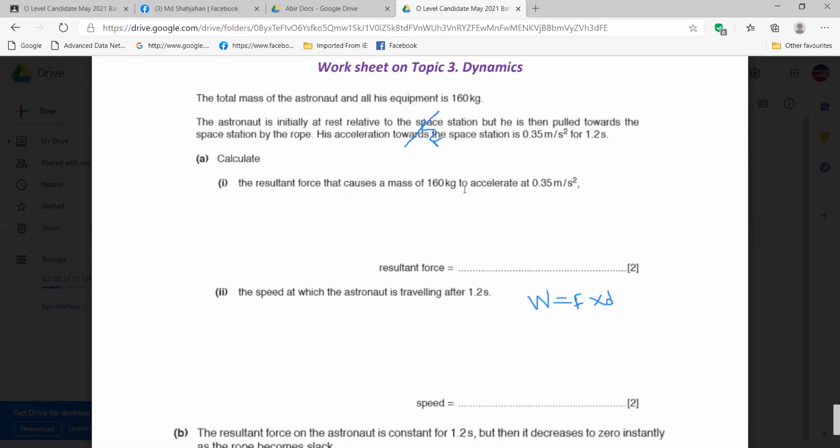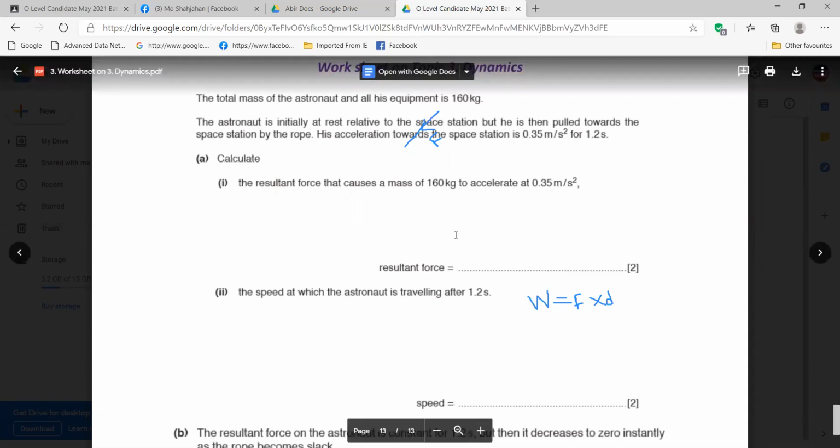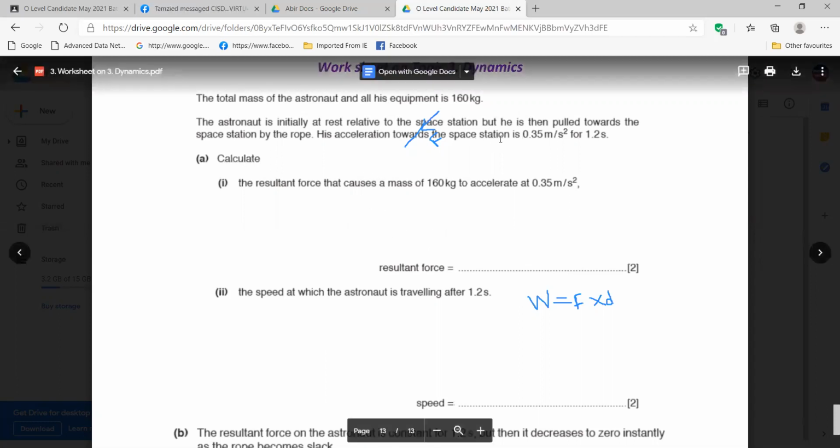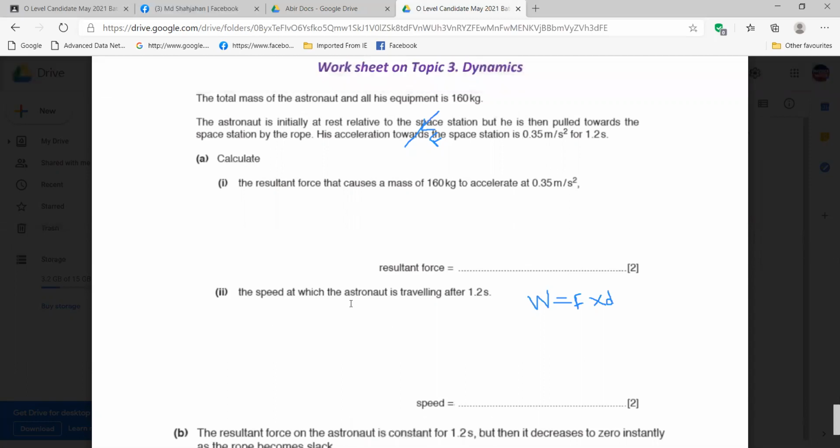So you know this formula, right? Resultant force formula, F equals ma. Yes, F equals ma. You can get it, but here we are getting this resultant force towards the center of the circle, right? Not like linear motion. It's in circular motion. And here we got the speed at which the astronaut is traveling after 1.2 seconds. So for this one, which formula should we use? v equals u plus at. Very good, very good. So you got your answer.